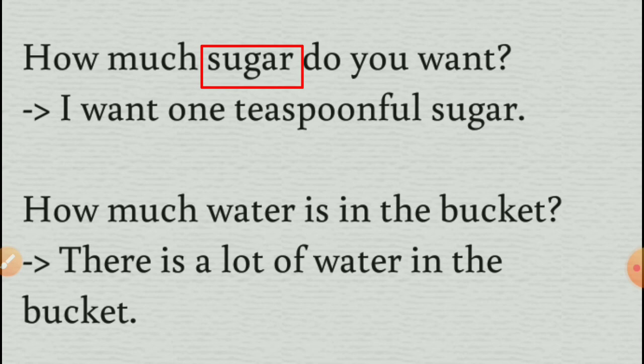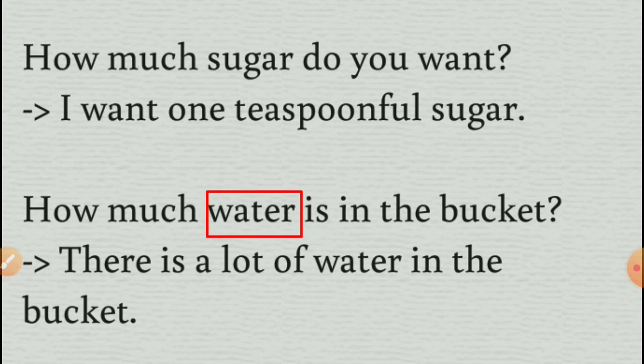In the same way, the next question: how much water is in the bucket? There is a lot of water in the bucket. Now what's the answer here? A lot of water. He's not saying one water, two water, right? Because you can't describe how much water is there by looking at it. So you can use words like a lot of water, some water. So this is what the uncountables are.